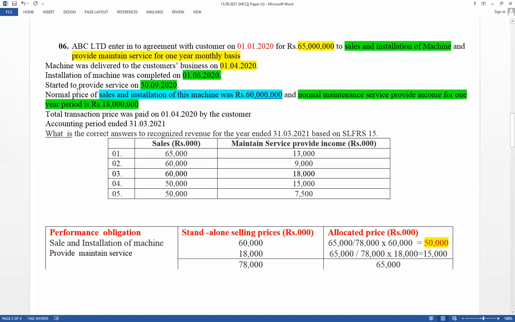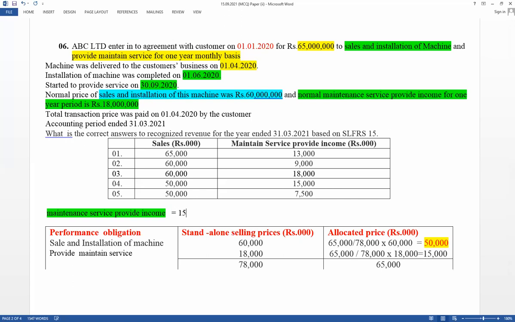But think about the maintenance service, which started to be provided on 30th September 2020. It was agreed to provide maintenance service for 1 year. For 1 year, as income we have to consider 15,000. But during the current period, maintenance service was provided only 6 months. Therefore, as maintenance service income, you have to consider only 6 over 12. The total value cannot be considered.